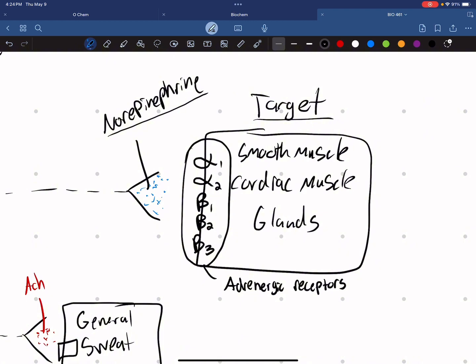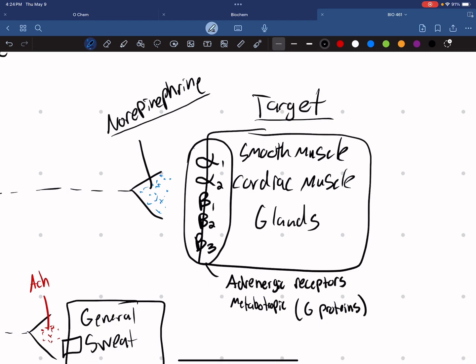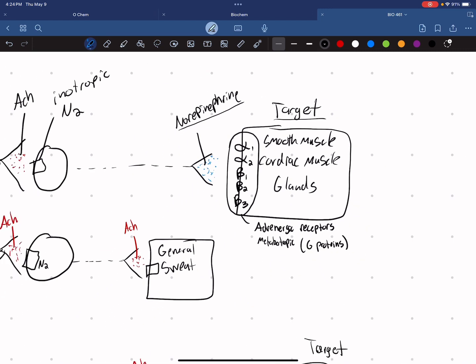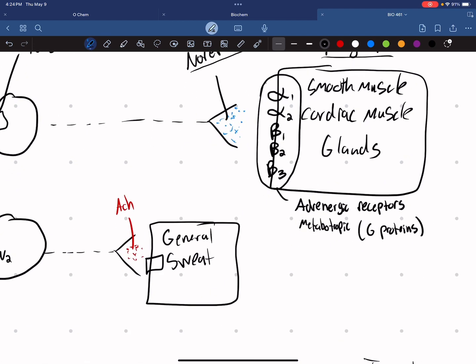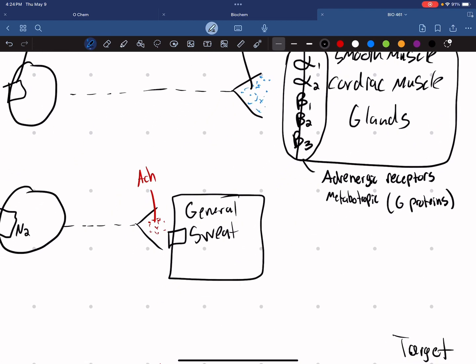These are also metabotropic, which means that they operate via G proteins. And I will go into what each one of these receptors do, but these are kind of the classifications of the receptors. On this second pathway, the second neuron for the general sweat glands, we have specifically, this is an M1 receptor.